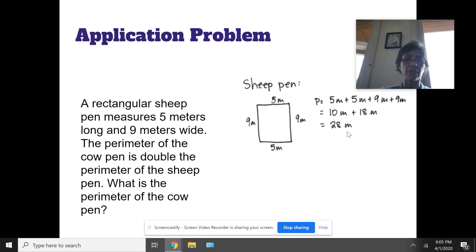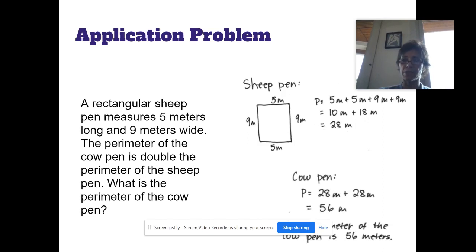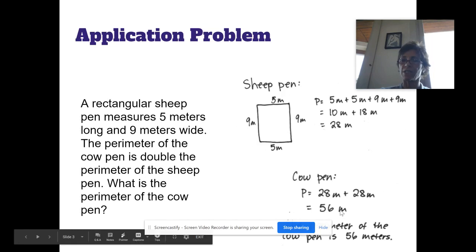Now I have the perimeter of the sheep pen. I know that the cow pen is double. So I'm going to simply double 28. Remember your unit, meters. 28 meters plus 28 meters is 56 meters. And that will be the length of the perimeter of the cow pen.